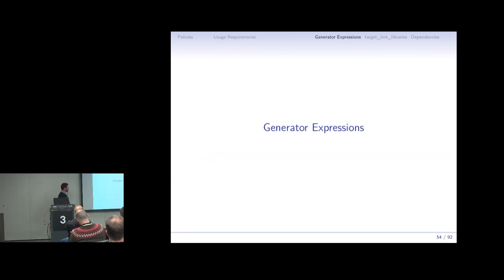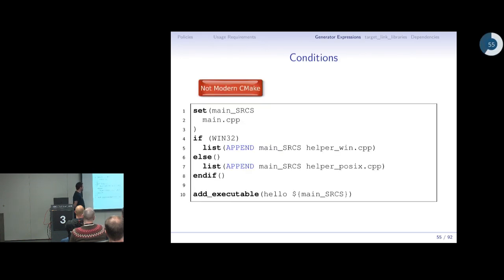Now, onto generator expressions. This is a topic which you might not encounter in your first month using Modern CMake, but you will most likely encounter it after that. So I mentioned before that we want to avoid using variables. So this is what non-modern CMake might look like. You might have a variable called main sources, and you have a condition, and you append to that list, and at the very end, you create your executable.